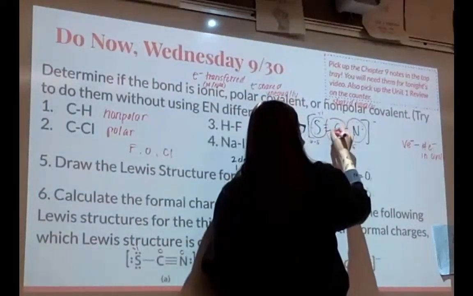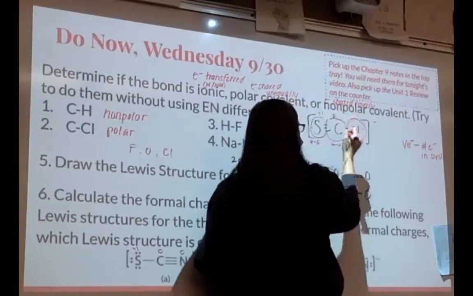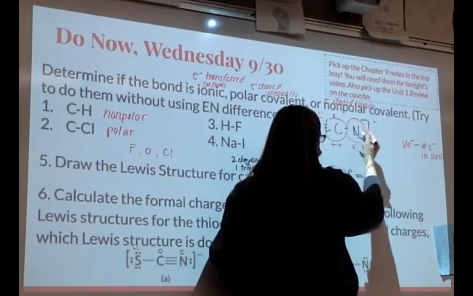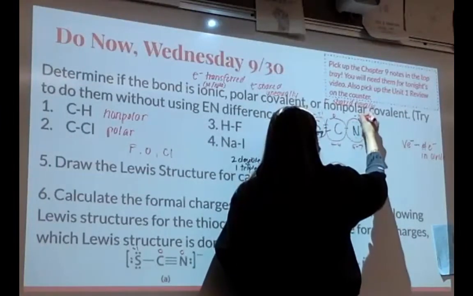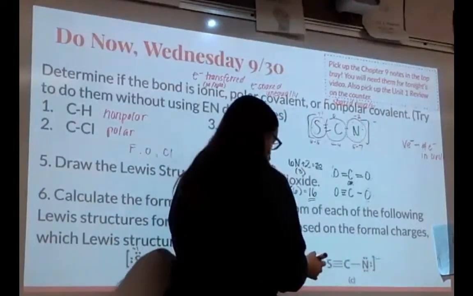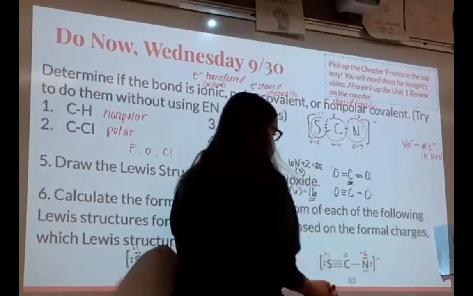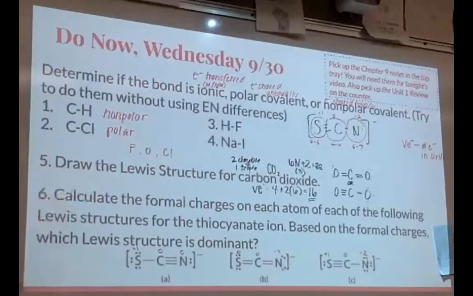Carbon, 1, 2, 3, 4. Still 0. And nitrogen, 1, 2, 3, 4, 5, 6, 7. Negative 2. So for C, we have plus 1, 0, negative 2 for formal charge.